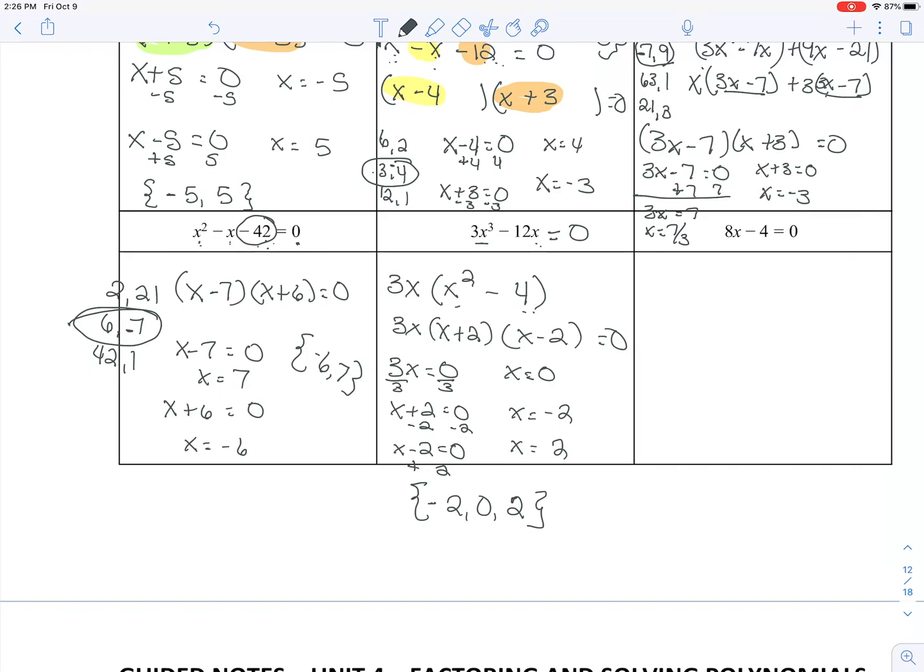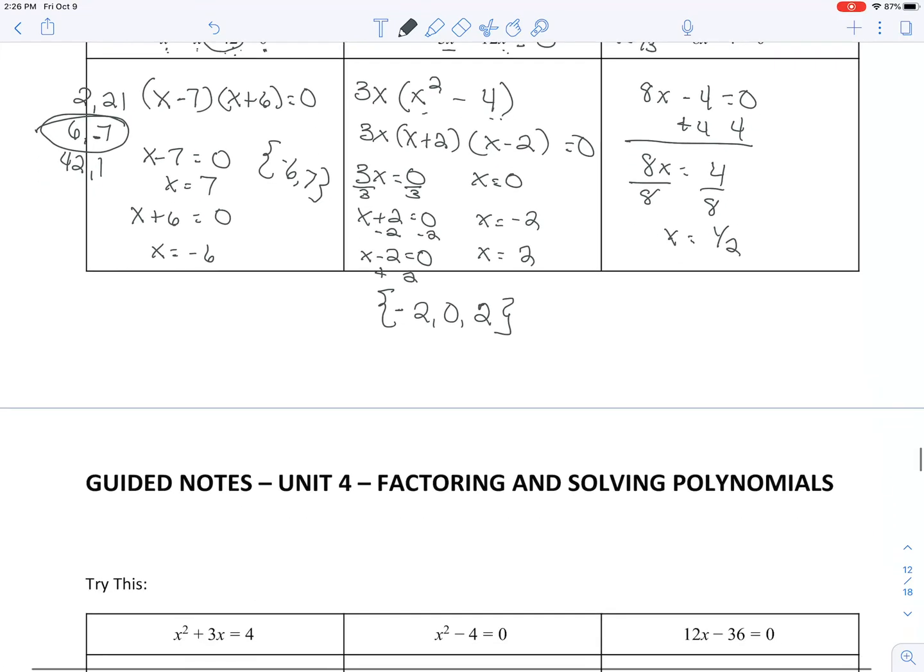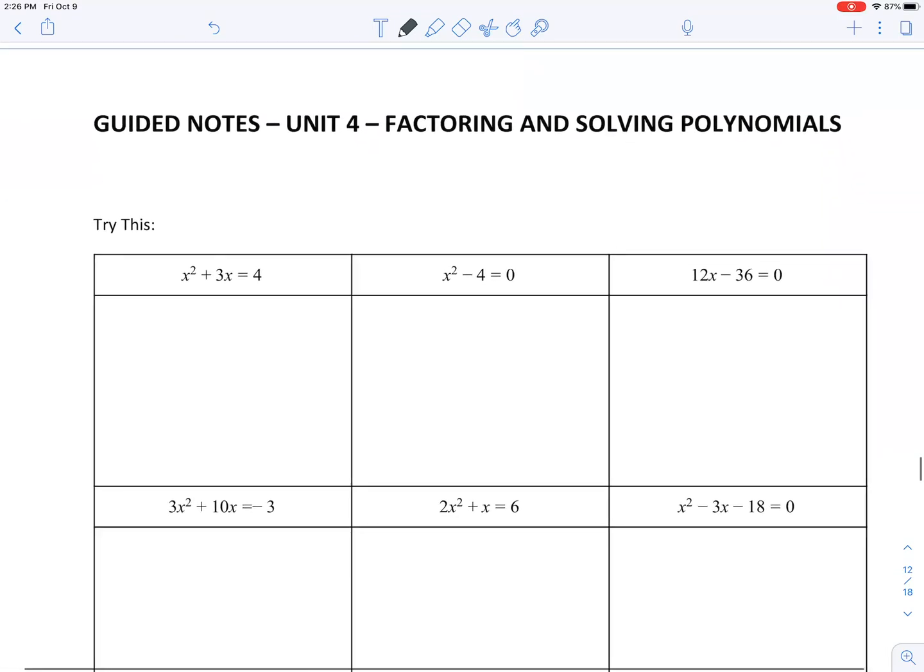And the last one, I think I made a mistake on that. I think I wanted to make that x squared, but we can still solve it. It's the same thing. 8x minus 4 equals 0. So we're going to add 4 to both sides. We get 8x is equal to 4. Divide by 8. X is equal to 1/2. We could have factored out a GCF from that as well. Okay.